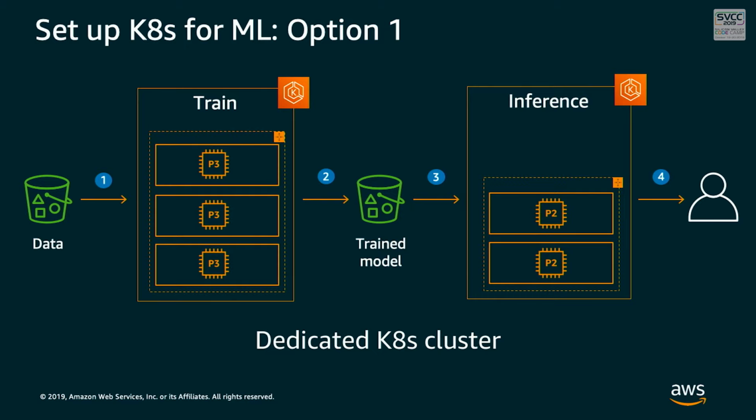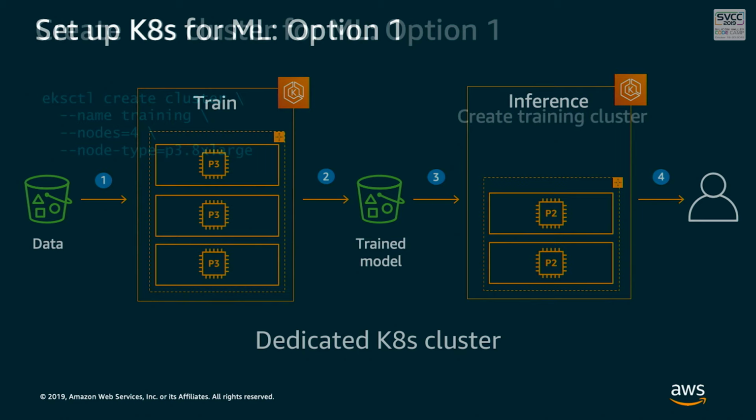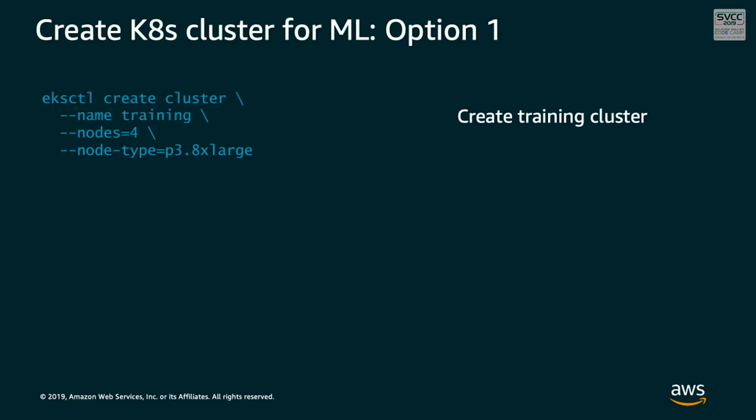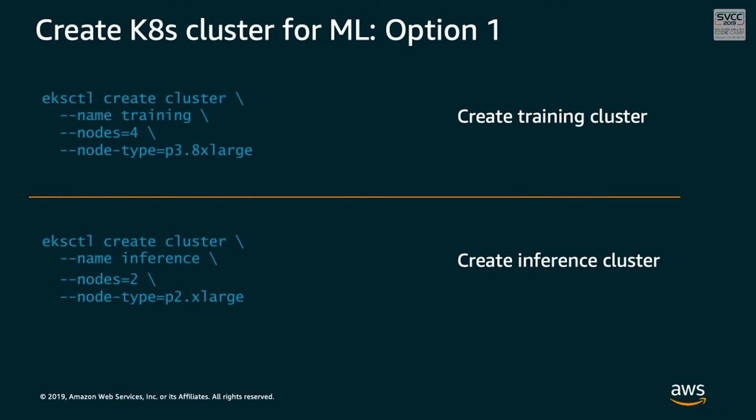Now, how do we get started with this kind of a pattern? Again, as we were talking, we will use the eksctl CLI. So in this case, I'm saying eksctl create cluster, give it a cluster name, the number of nodes, and the node type. That's all I need to do. So that's my training cluster. And similarly, I can create my inference cluster: eksctl create cluster, cluster name, number of nodes, and the node type, P2 xlarge.